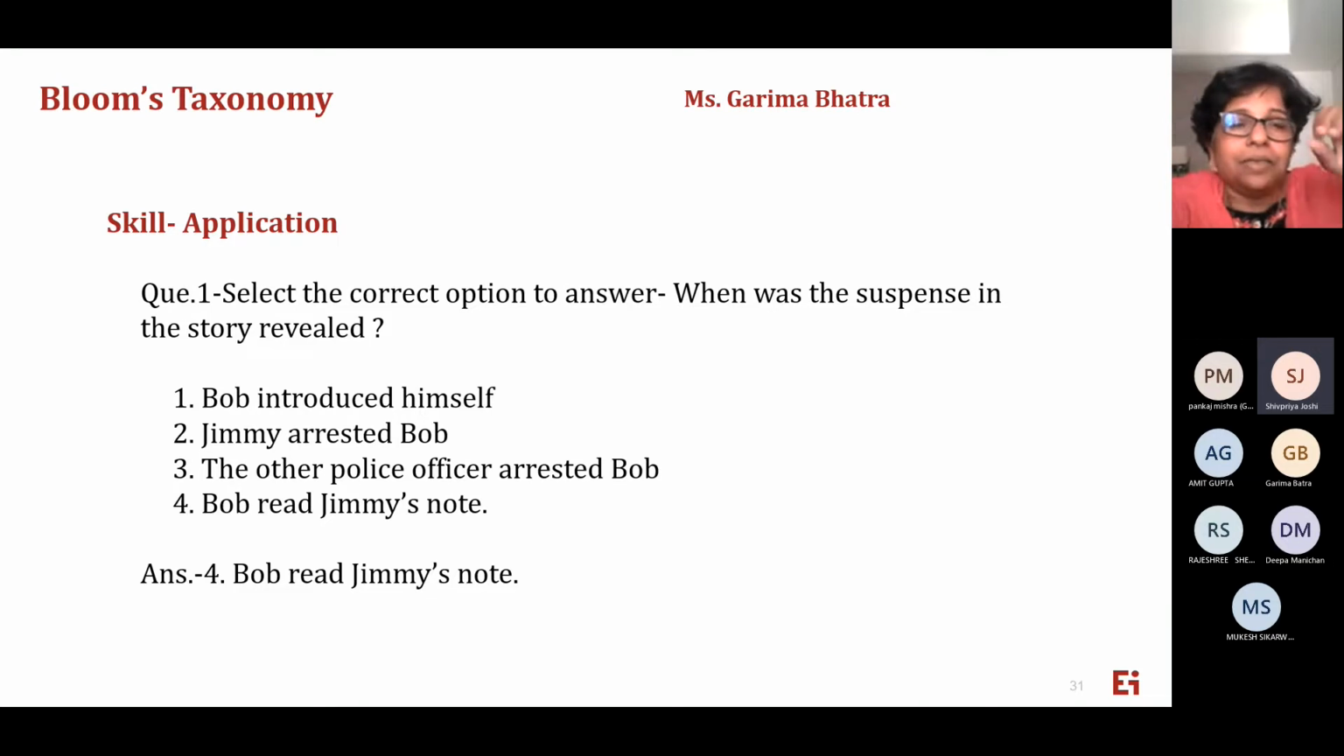So understanding is a level beyond recall, right? That much we agree. Actually, I know very well that understanding is beyond recall.